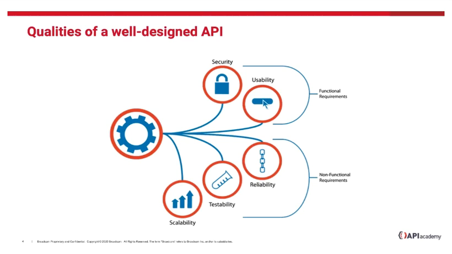For an API to function effectively, it must meet a range of functional and non-functional requirements. The requirements will vary depending on context, but are likely to include security. The API is protected against attack and misuse. Usability. It is easy for developers to effectively leverage. Scalability. It is able to handle rapid spikes in traffic. Testability. It is designed to help developers experiment with functionality. And reliability. It is robust enough to minimize downtime.